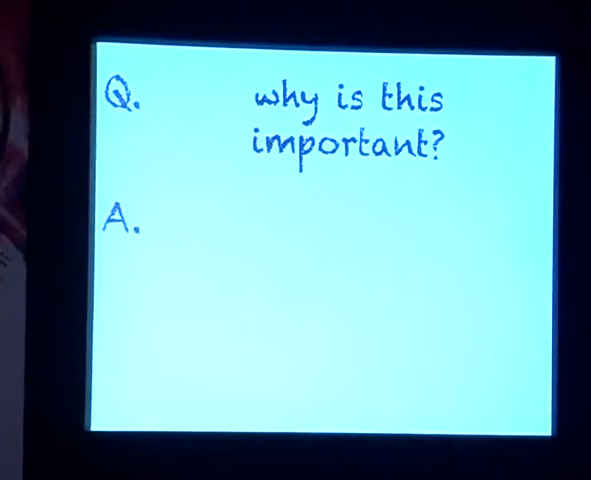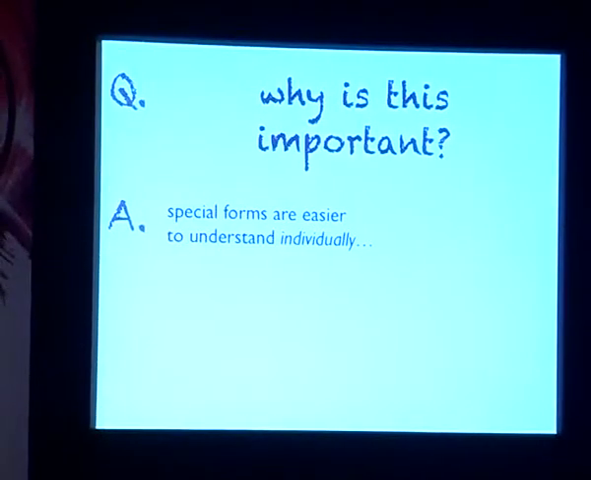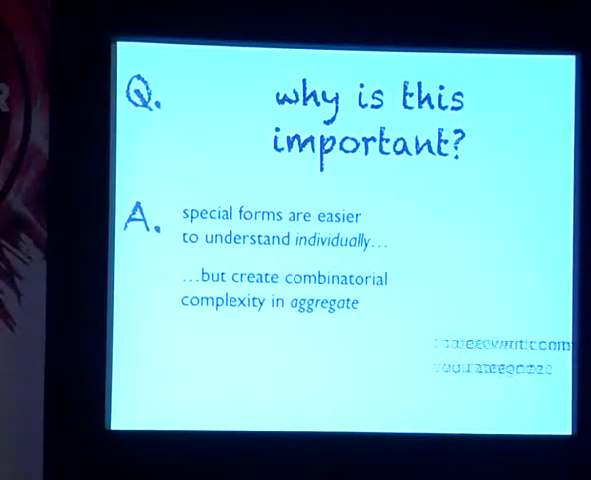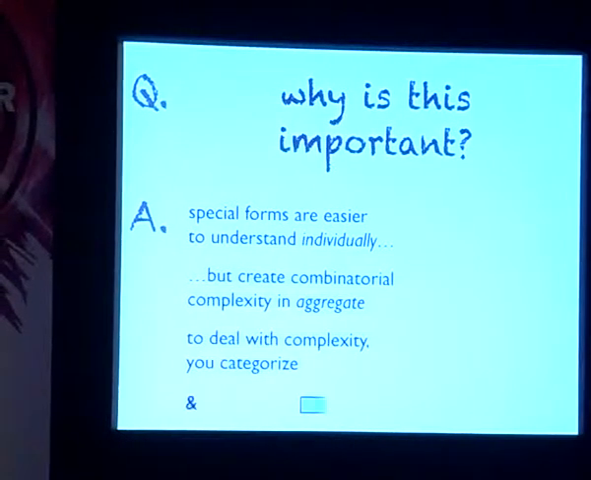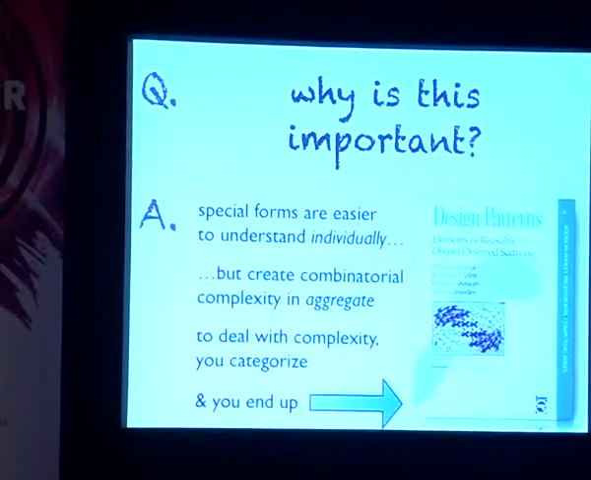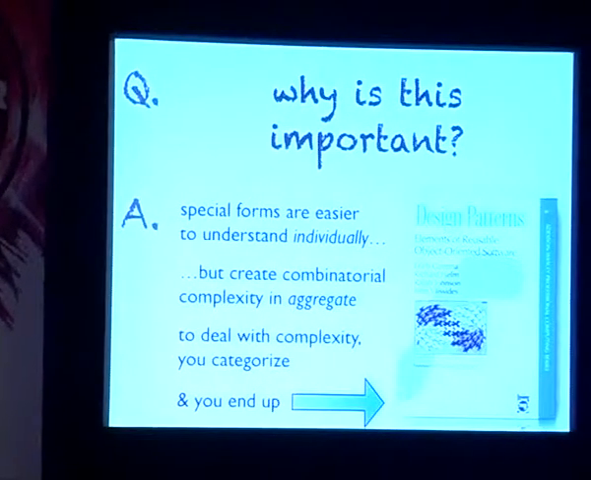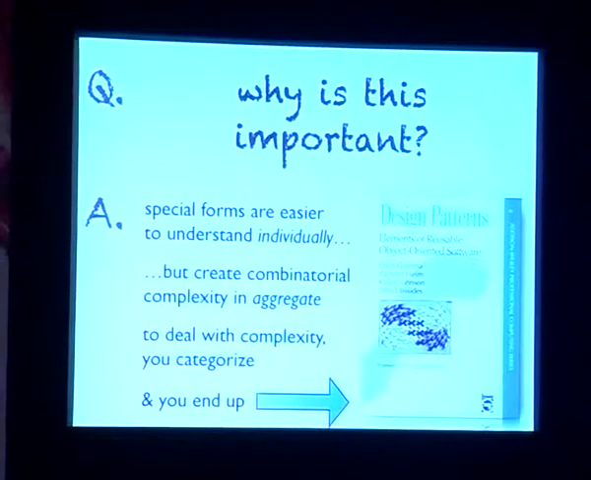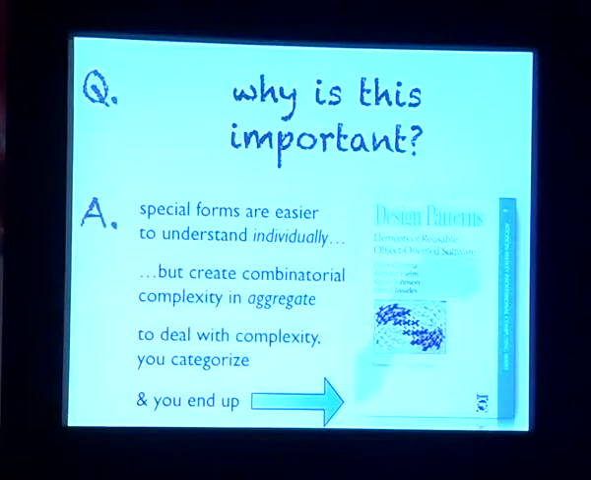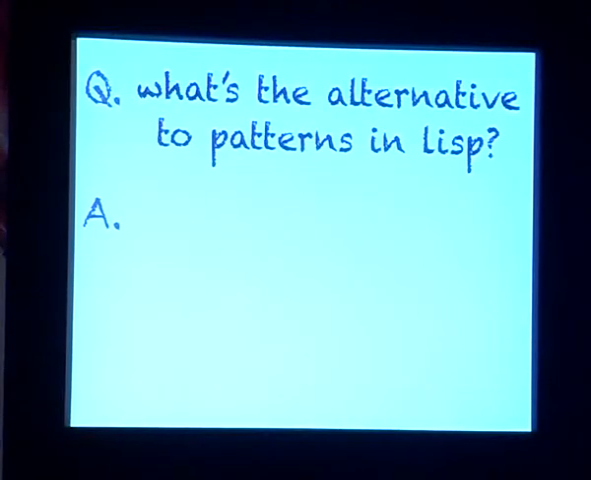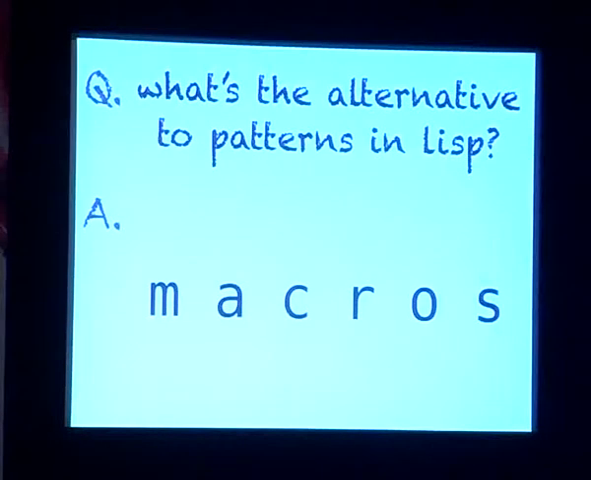So why is this an important thing? Special forms are easier to understand individually, but create combinatorial complexity when you aggregate them together. To deal with that complexity, you start categorizing things, and you eventually end up with things like design patterns, which in some ways are kind of band-aids for a poor language design. We don't use design patterns in Lisp almost ever. In fact, there's an alternative to this, a reuse mechanism in Lisp, and it's this idea of a macro.